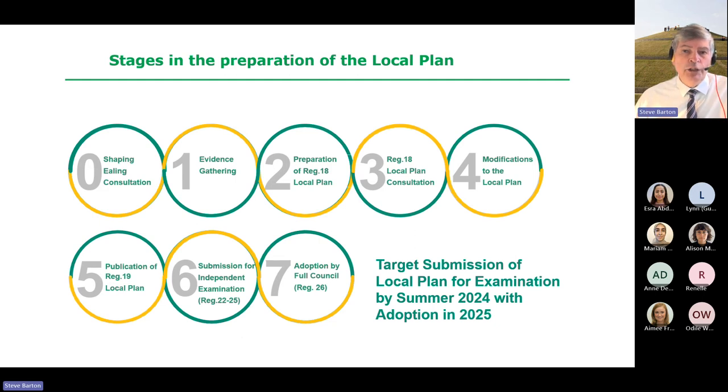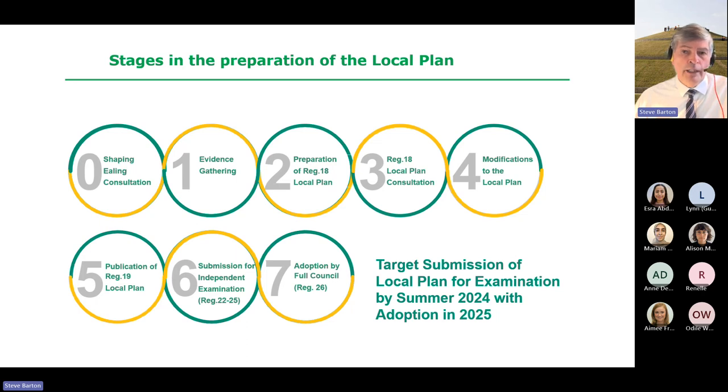This slide then illustrates the stages in the preparation of the local plan, and we're currently at stage 5, Reg 19. The early stages were very much about the Shaping Ealing consultation, finding out what the opportunities and challenges were that local communities faced, as well as a round of very intensive evidence gathering, technical evidence. We then prepared some initial proposals, Reg 18, which we consulted upon between November 2022 and February 2023, a 10-week consultation, if you recall. Having then digested the very extensive feedback, more than 14,000 responses, we have made further changes, modifications to the plan.